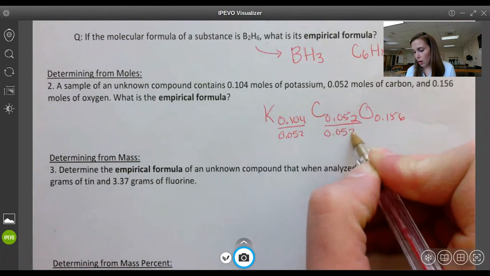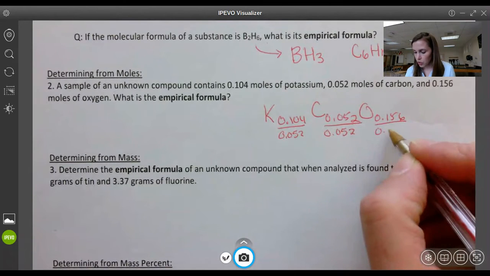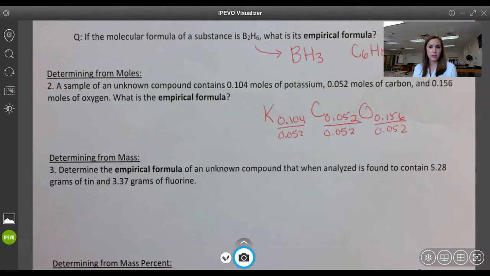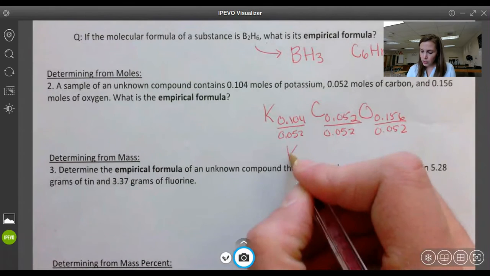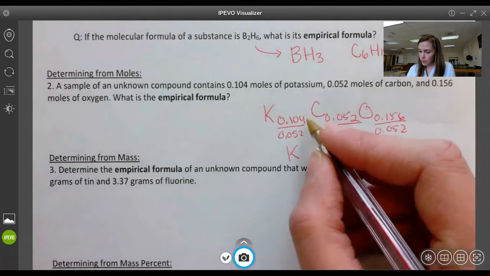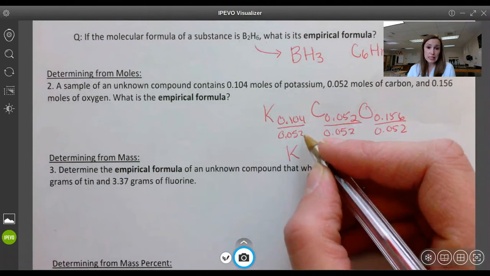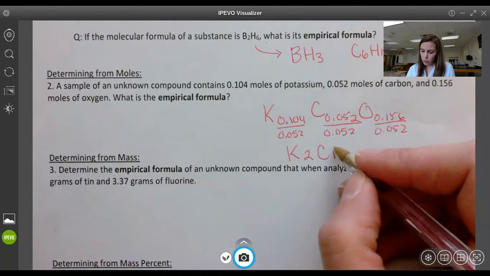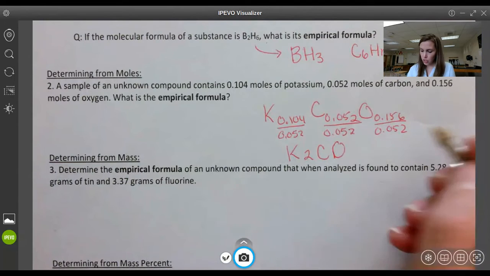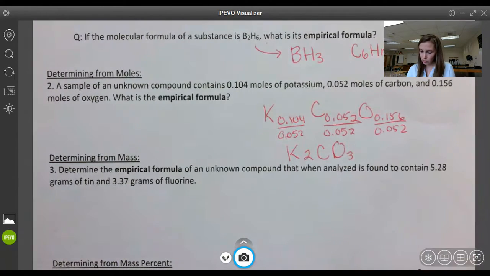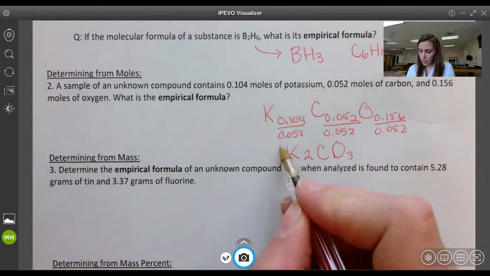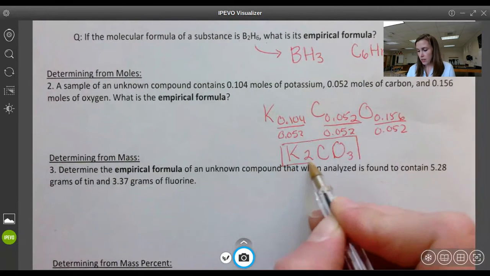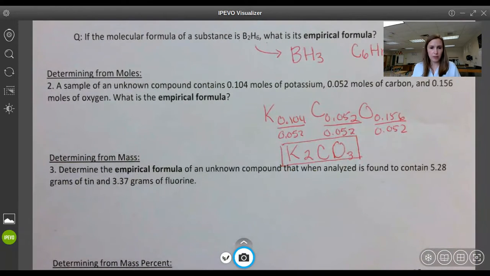That will allow carbon to be set to 1, and then we'll check all the other ones once we do this. So when we go and do this, then we'll see that K, 0.104 divided by 0.052 gives us exactly a 2. Carbon is going to be that 1, which we would end up dropping, and then oxygen, when you divide those two, will give you a 3. So that mole data will end up giving us this potassium carbonate formula.